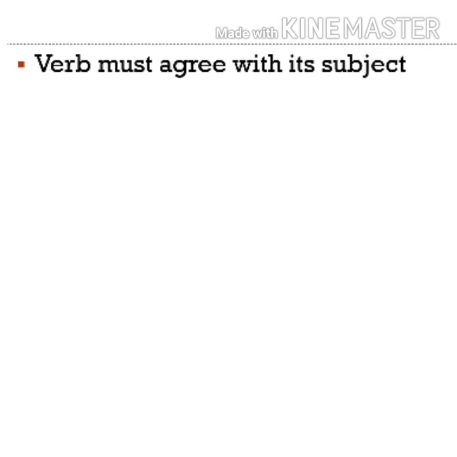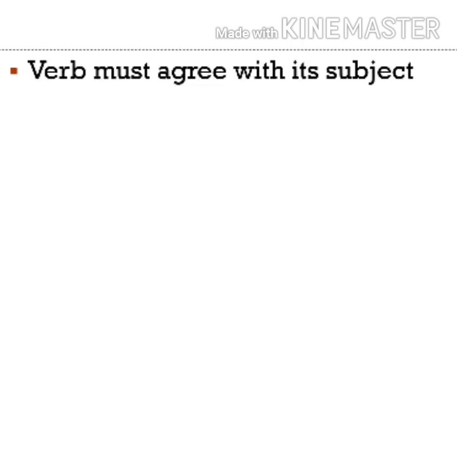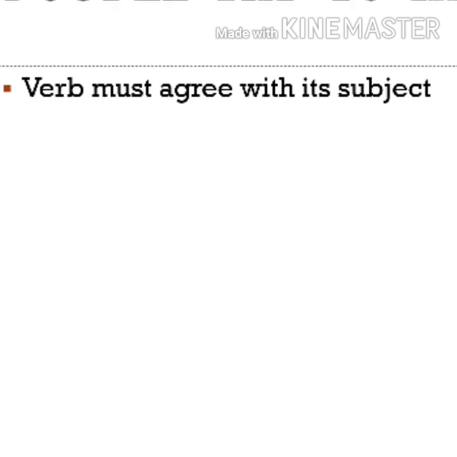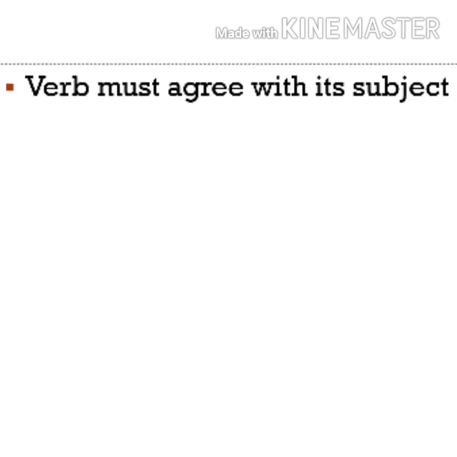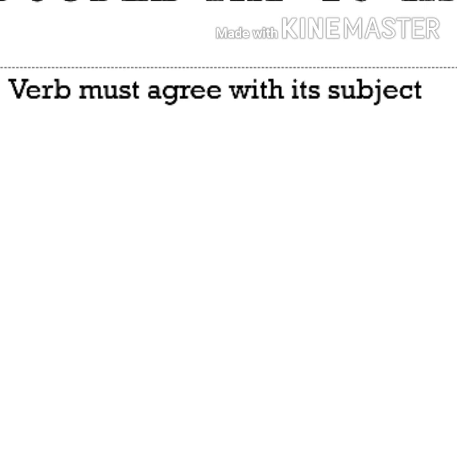The wrong example is: a list of many things have been prepared. The right example is: a list of many things has been prepared. The wrong one: 2 months of my vacations was wasted. The right one is: 2 months of my vacations were wasted. So these are a few examples of this rule.